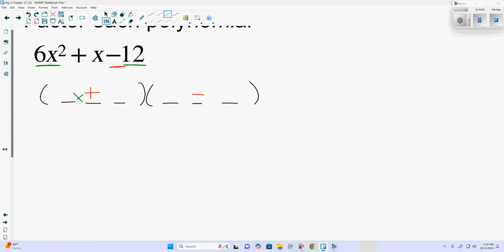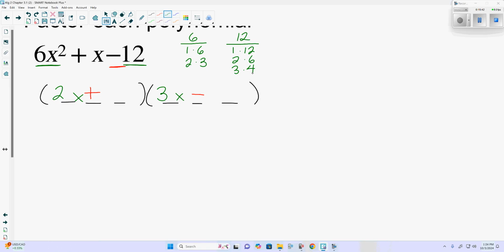Now our 6x squared will have x and x. Factors of 6: 1 and 6, and 2 and 3. So, which one do we want to try first? It's 2 and 3. Okay. Factors of 12: 1 and 12, 2 and 6, 3 and 4. So we can try 3 and 4 first.